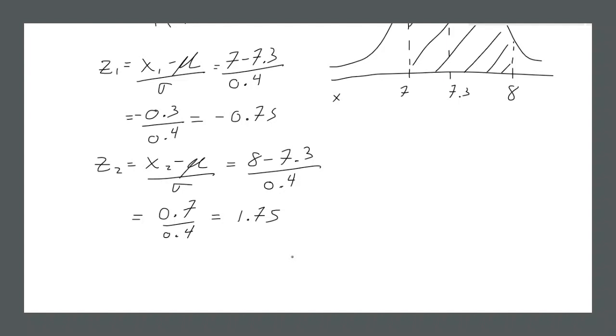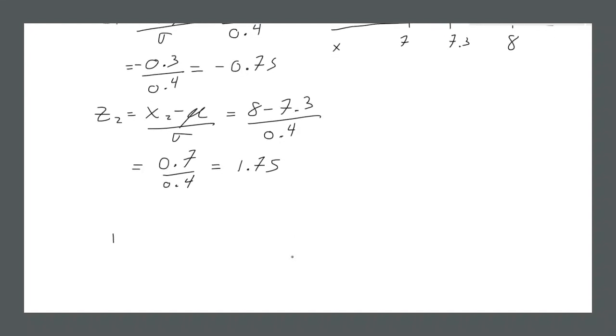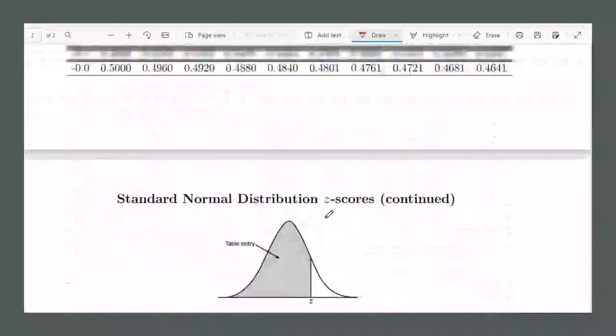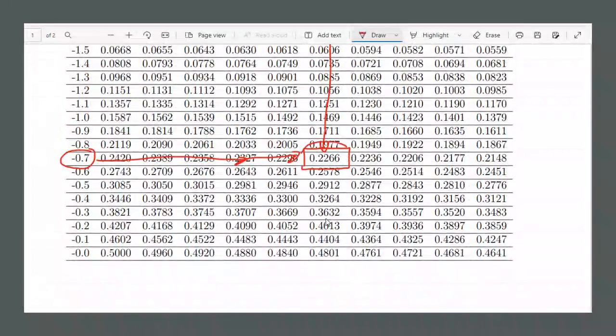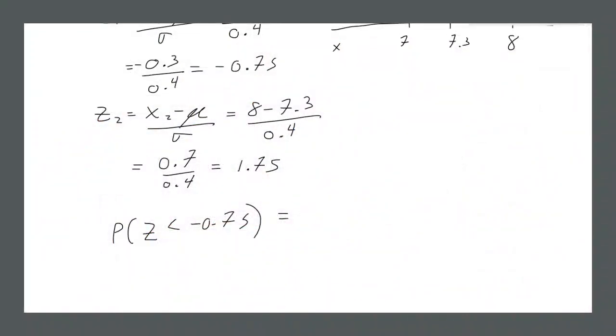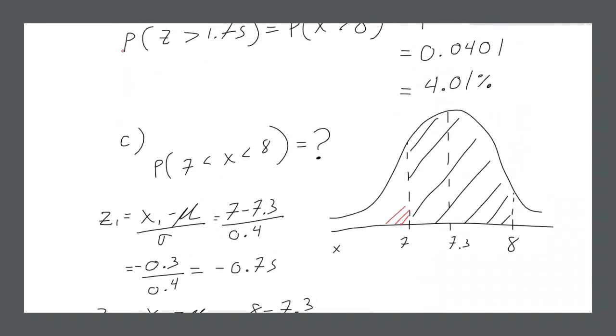So, if we look for the probability that Z is less than negative 0.75, well, that's what we found in part A. That's what we found right here. That's the 0.2266. And that's actually this red region right here.